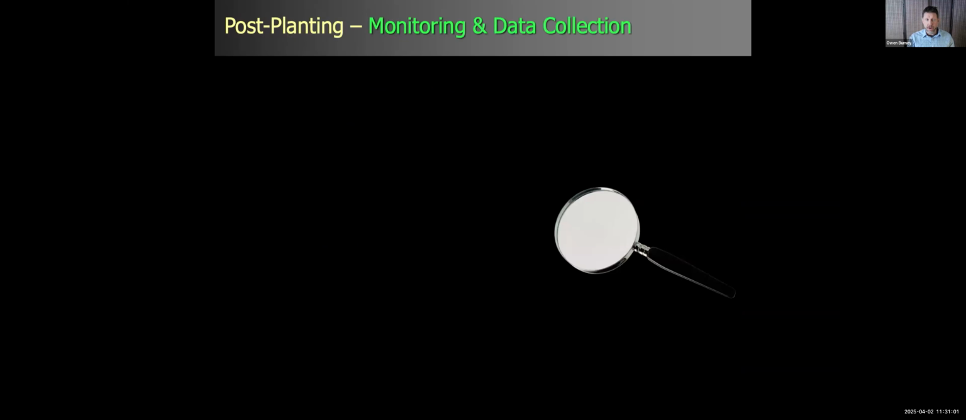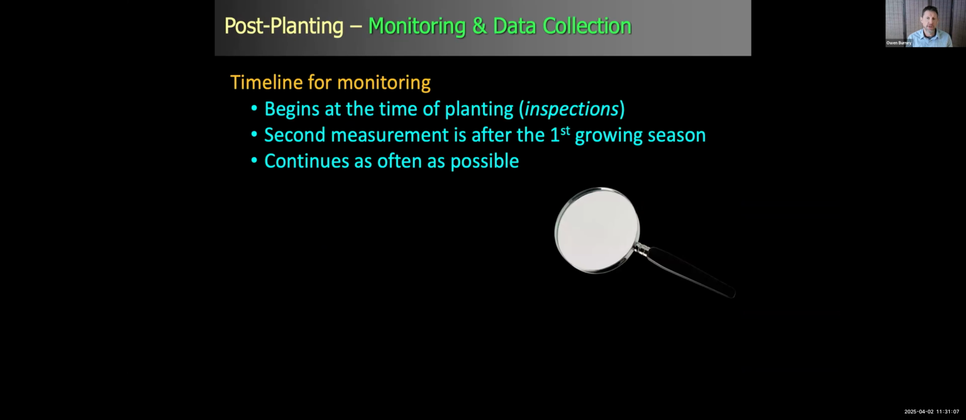So next up, we have our post-planting activities. And first, we have our monitoring and data collection. In terms of the timeline for monitoring, it really begins at the time of planting. We should be putting in our first plots at the time of planting, and this can be incorporated into the inspections if necessary. And our second measurement should be after the first growing season, and then continue as often as possible. I know that the Forest Service will do it after the first growing season and after the third growing season.